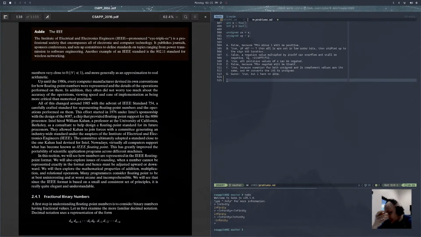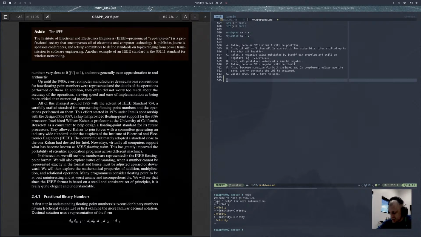Up until the 1980s, every computer manufacturer devised its own conventions for how floating point numbers were represented and the details of operations performed on them. In addition, they often did not worry too much about the accuracy of the operations, viewing speed and ease of implementation as being more critical than numerical precision. All this changed around 1985 with the advent of IEEE Standard 754, a carefully crafted standard for representing floating point numbers and the operations performed on them.